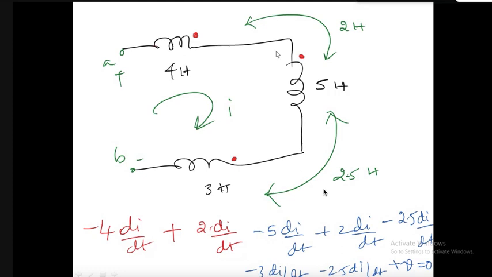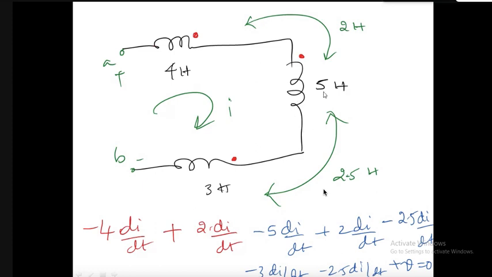Coming back to the second coil, a similar thing happens. The self-induced EMF is minus 5 times di by dt. The current in this coil would produce a voltage opposite to this self-induced EMF. Therefore, minus and plus here, similar to the first coil.